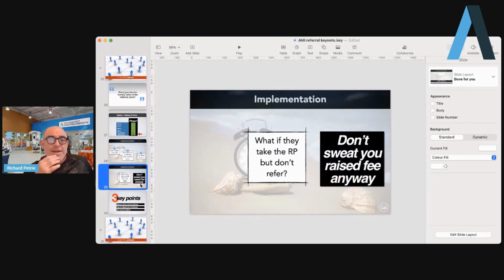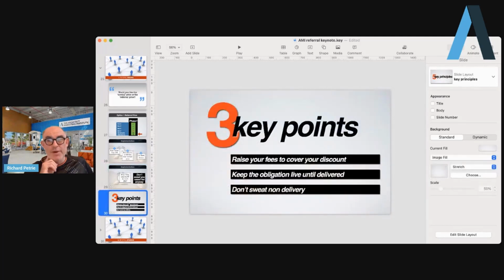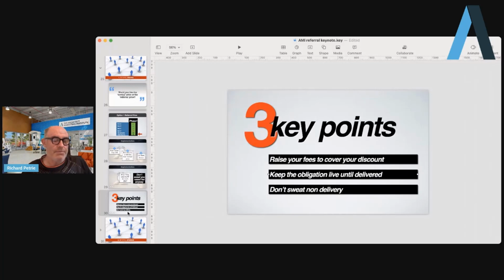Now, what happens if they take the referral price, but they don't end up referring? Don't worry about it. You keep them on. Well, the key points: raise your fees to cover your discount, keep them obligated until it's delivered. But if they don't deliver, don't make it weird. You can ask them, hey, have you got any referrals and things like that? But I wouldn't be sending them an invoice for the extra. I'd just be cool about it and go, yeah, they intended to. I'd definitely prompt them a couple of times, just keep the obligation live, but I'm not gonna get weird about it. Okay. So that's the first one.